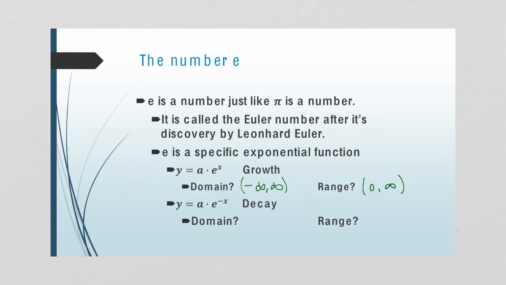If I have a decay, it's a times e to the negative x, which you'll recall is a reflection over the y-axis. So its domain is still -infinity to infinity, and its range is still 0 to infinity. So e is a number like 3 is a number, 5 is a number. We treat e just like any other number, so it follows all the same rules as exponential functions.